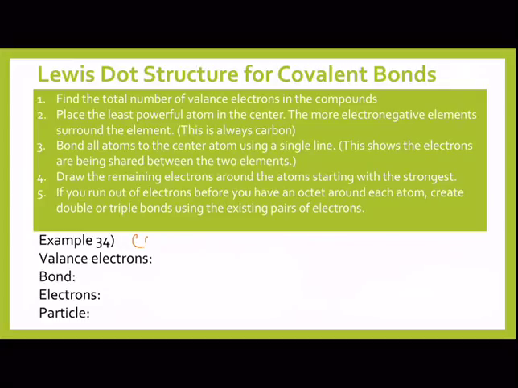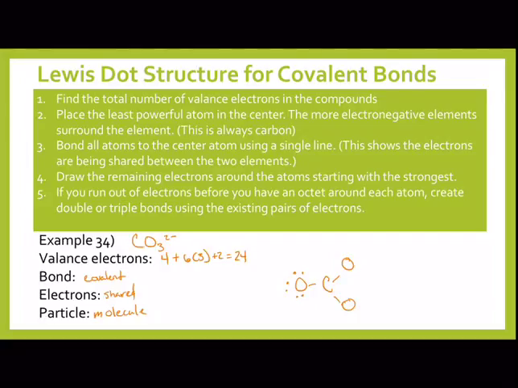Our very last example is CO3, 2 negative. Carbon has 4 valence electrons, oxygen has 6. And then we have that 2 that it gained from being an ion, so we have 24 total. This is a covalent bond, and it's shared. So we draw our carbon in the center. And put our 3 oxygens around it. We draw a single bond to each one and then fill in with our extra electrons.